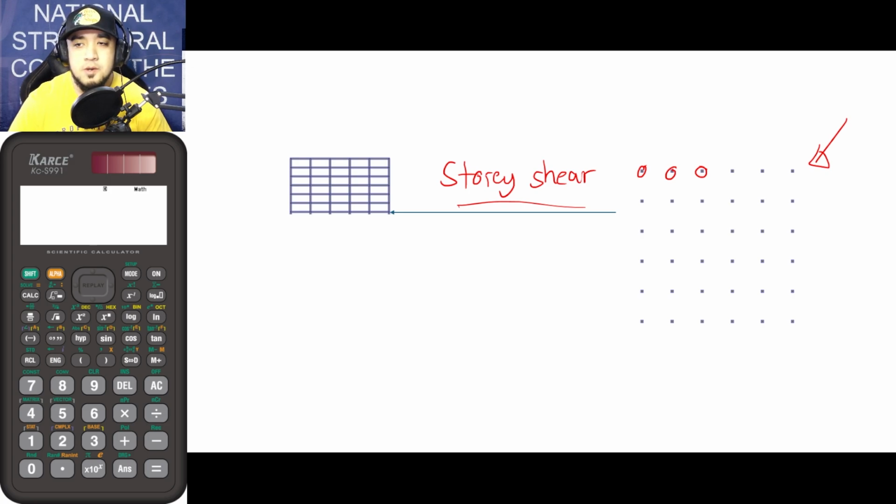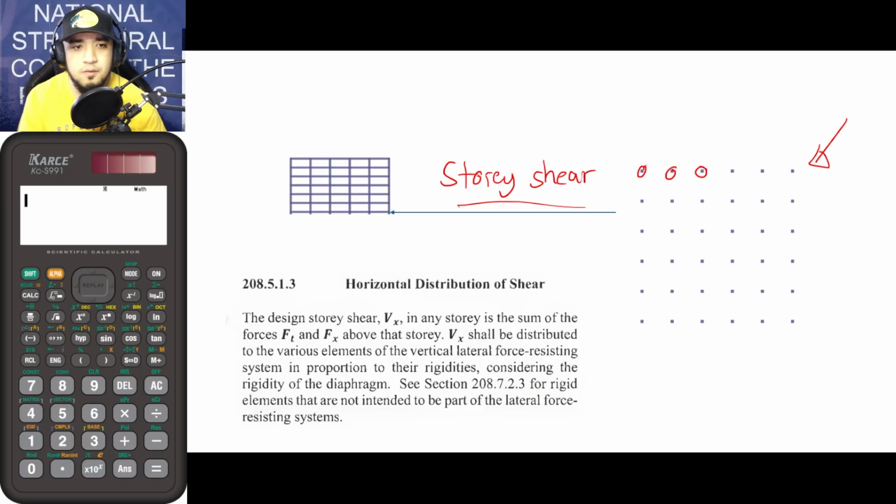Okay? So, let me just show this code provision here. For the horizontal distribution of shear, it is said here that the design story shear is actually the sum of the forces Ft and Fx above that story. So that was what I was saying a while ago. It shall be distributed to the various elements of the vertical lateral force resisting system in proportion to their rigidities.